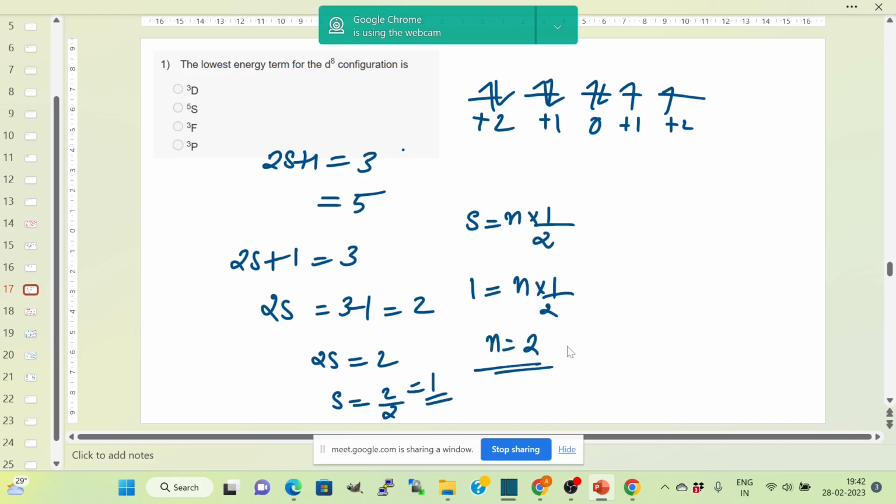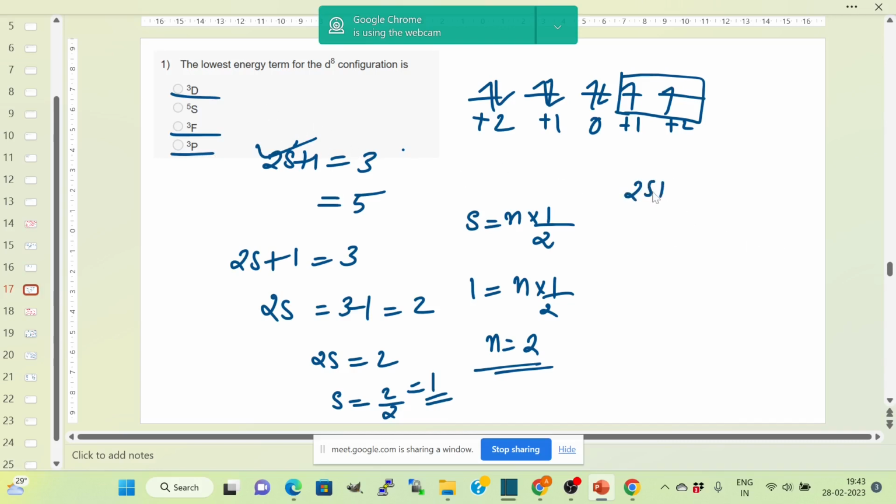So there are two unpaired electrons. So from this configuration itself, we can see, okay, this is possible. This two unpaired electrons equation is possible. So definitely this 2s plus 1 is equal to 3 configuration is possible. So this can be possible, this can be possible, and this can be possible. Now let us look at if 5 is possible.